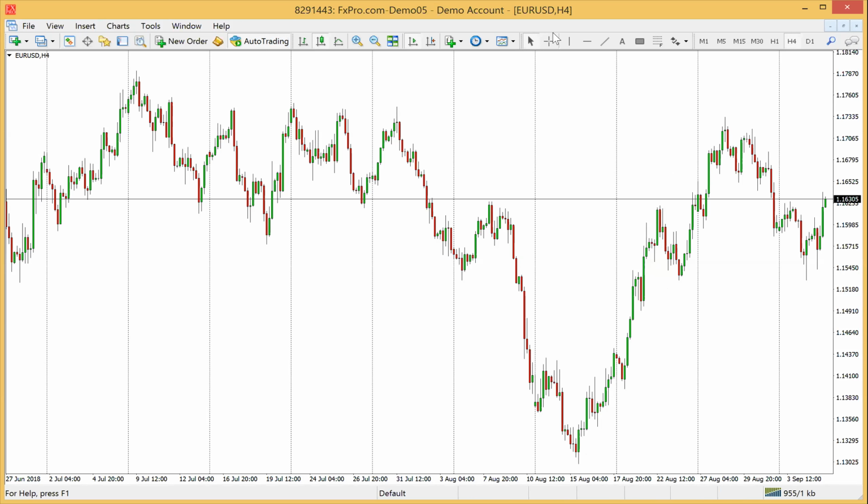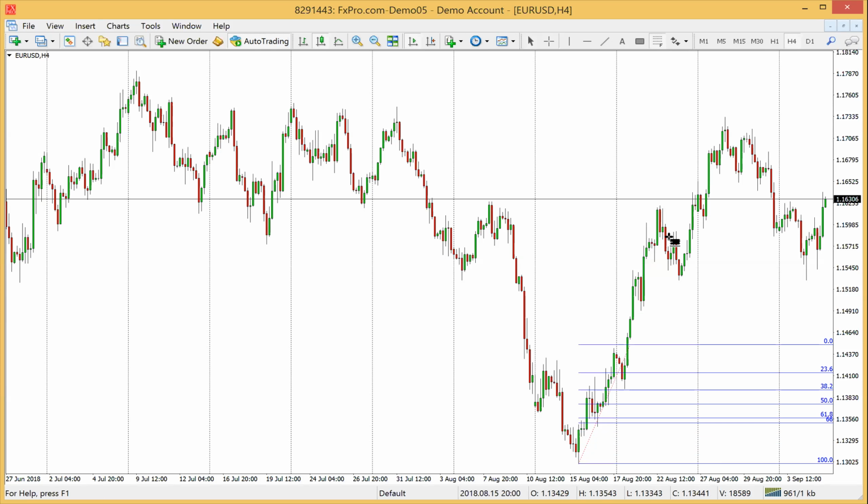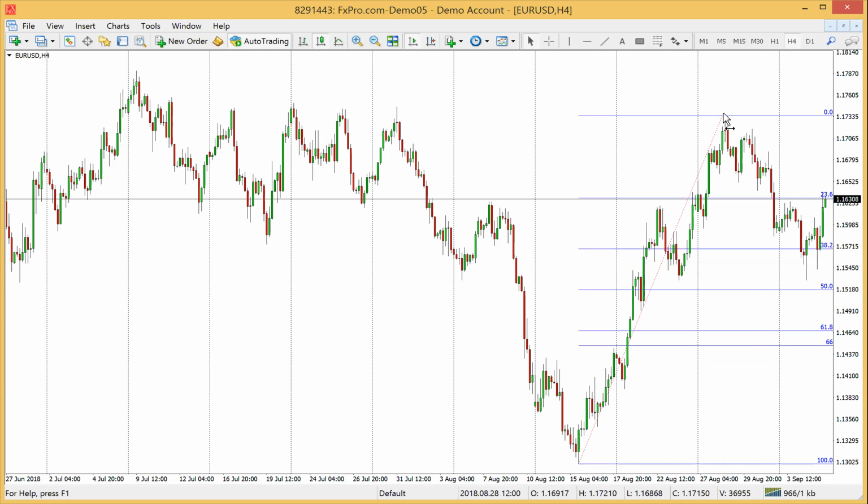So, good example now. Fibonacci is up here. Fibonacci retracement. And what we'll do is click on the button and drag it all the way to the top. Can you guys see this line clearly, or should I make it thicker?